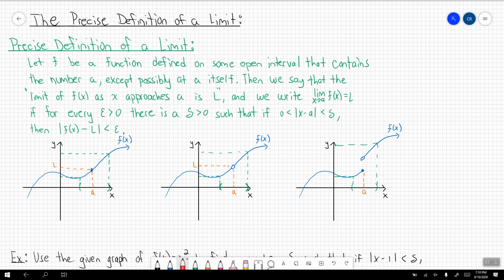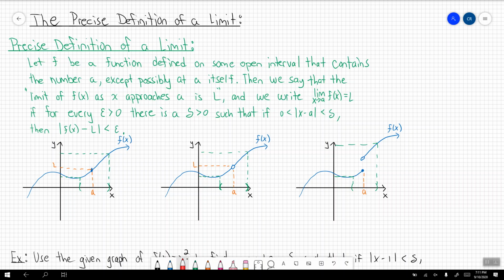The precise definition says, let f be a function defined on some open interval that contains the number a, except possibly at a itself. Then we say that the limit of f of x as x approaches a is L. And we write it as the limit as x approaches a of f of x is equal to L.